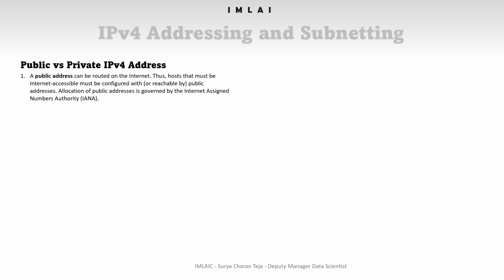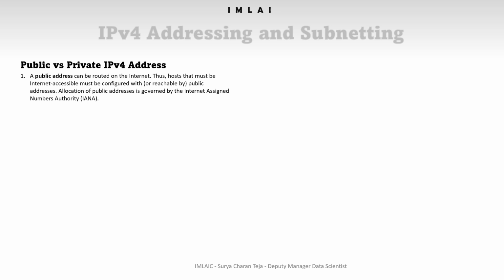And we have a private IP. A private IP is intended for internal use within a home or organization and can be freely used by anyone. However, private addresses can never be routed on the internet. In fact, internet routers are configured to immediately drop traffic with private addresses.